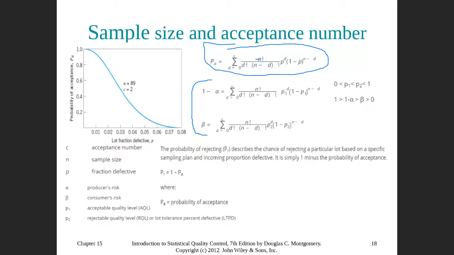Solving two equations like this, with the probability of the consumer risk and the probability of the producer risk, in terms of the sample size and the number of defectives at which you make the decision to reject the sample or reject the lot, we can do that in Minitab.